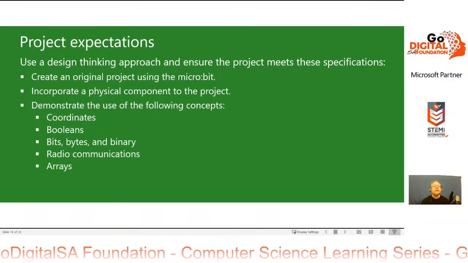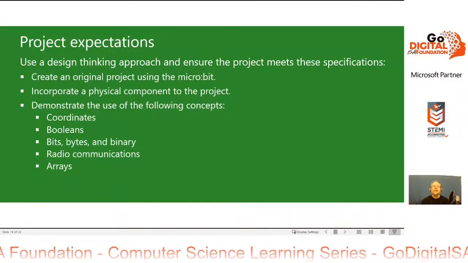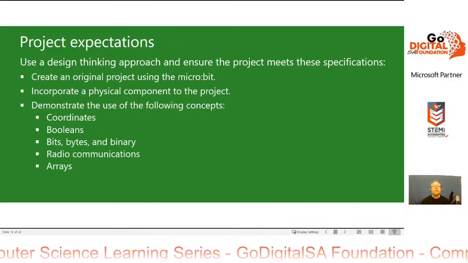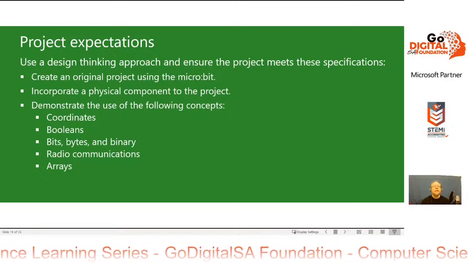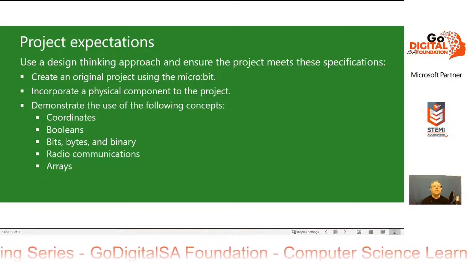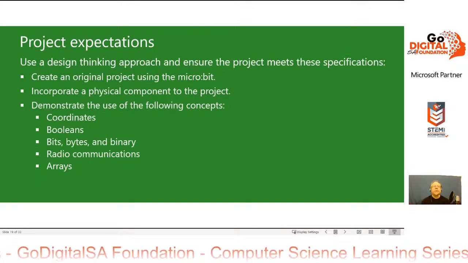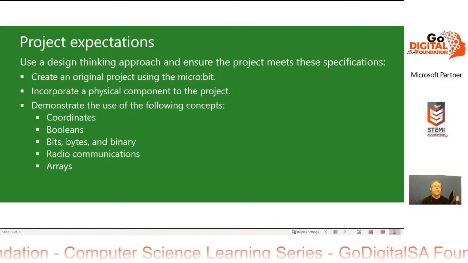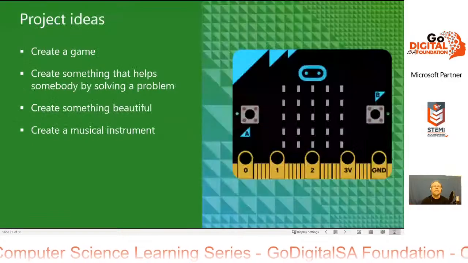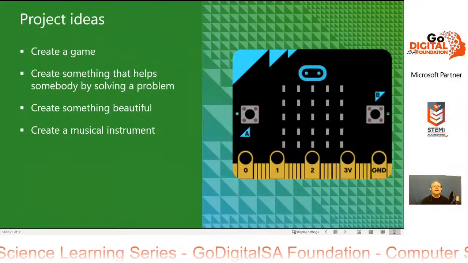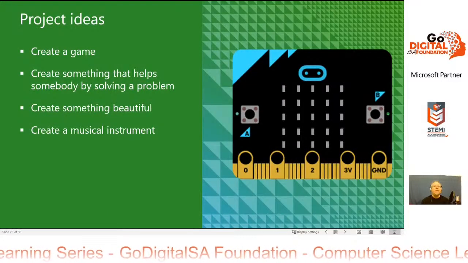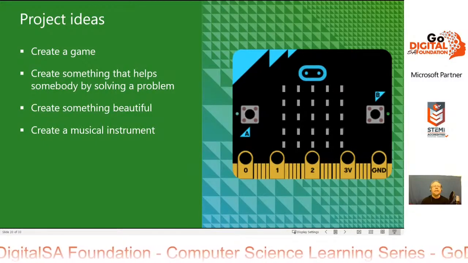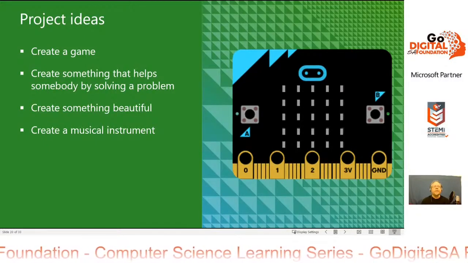Project expectations. Use a design thinking approach and ensure the project meets these specifications. You're going to create an original project using the microbit, incorporate a physical component to the project, and demonstrate the use of the following concepts: coordinates, booleans, bits, bytes, and binary, radio communications, and arrays. So some project ideas: create a game, create something that helps somebody by solving a problem, create something beautiful, or create a musical instrument.